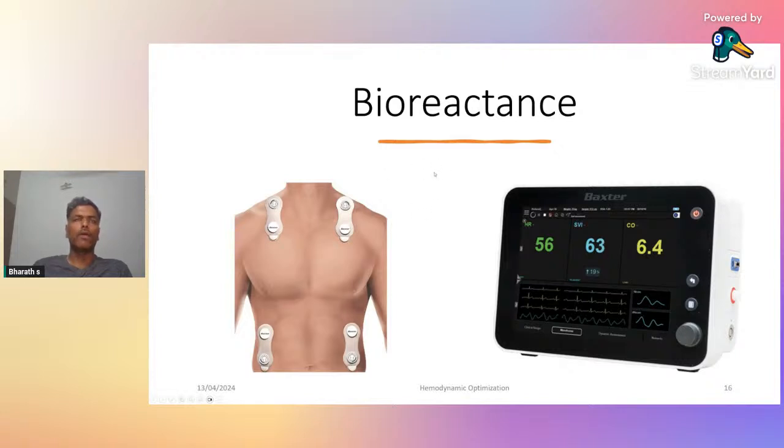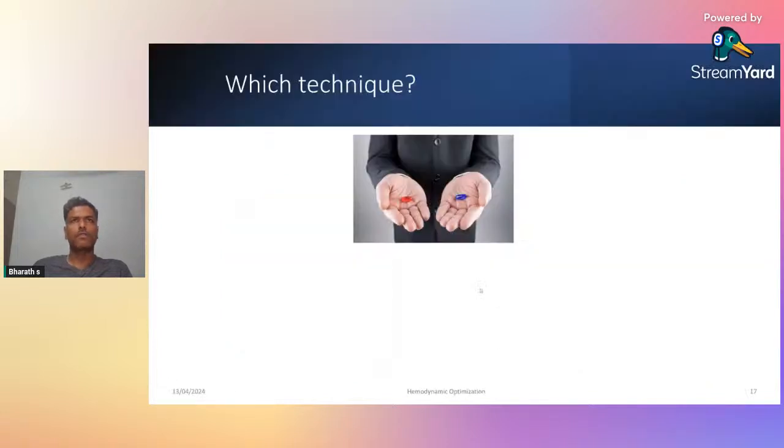Cardiac bioreactance is better than bioimpedance in terms of the influence of arrhythmias and chest fluid, and it gives a reliable value. Once you attach these electrodes, they can be left in position for 4 to 5 days, and the continuous recording can be utilized at bedside to make decisions. So these are the various techniques which we have.